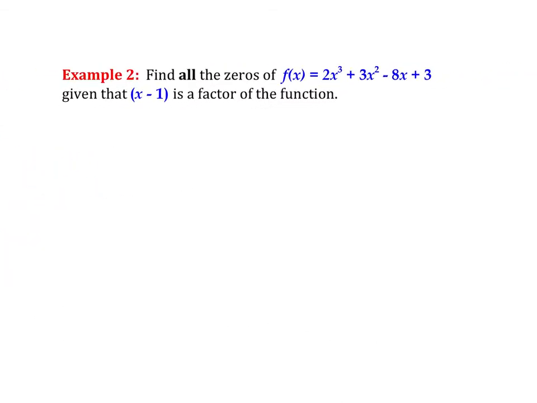Find all of the zeros of the following function, given that x minus 1 is a factor. Well, I know that one of my answers is going to be x equals 1. That's kind of a freebie. This thing is a cubic, which means I should have 3 total. I need to find the other 2.